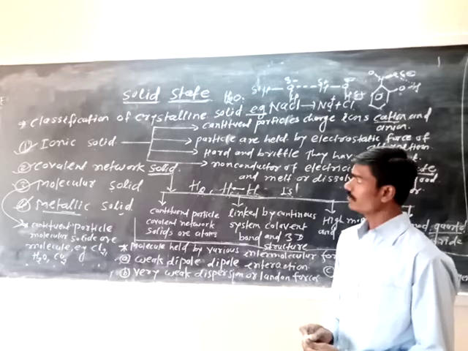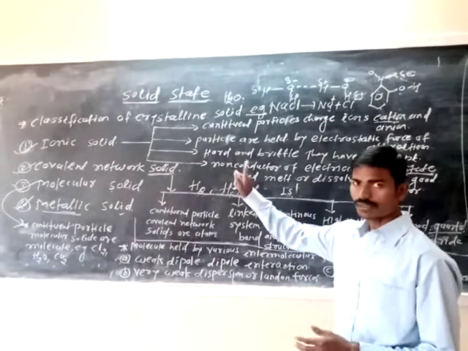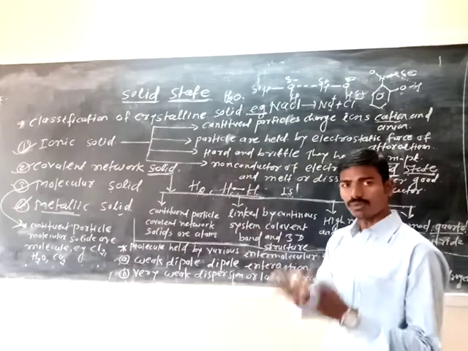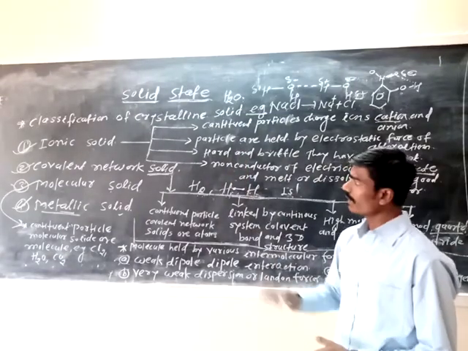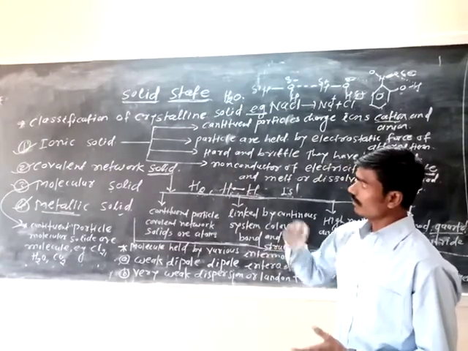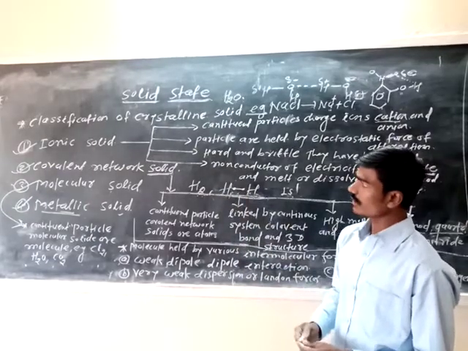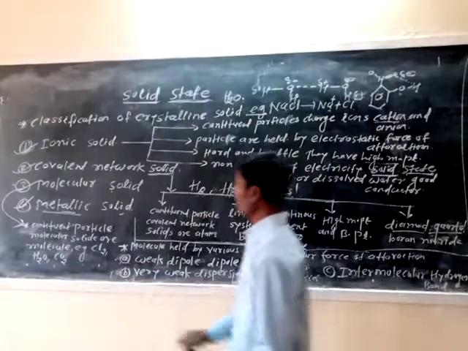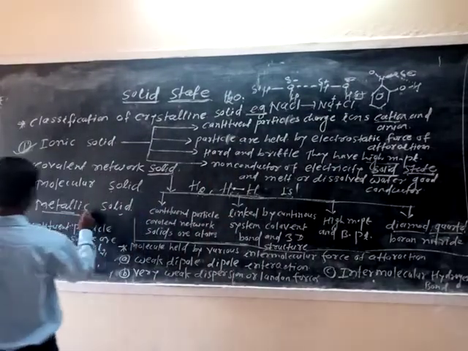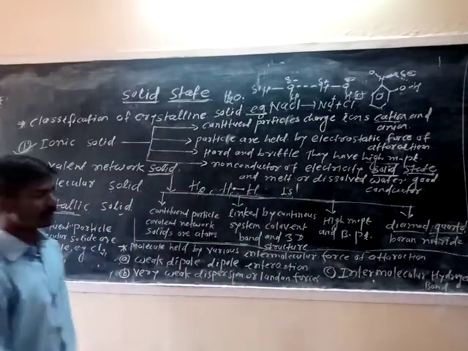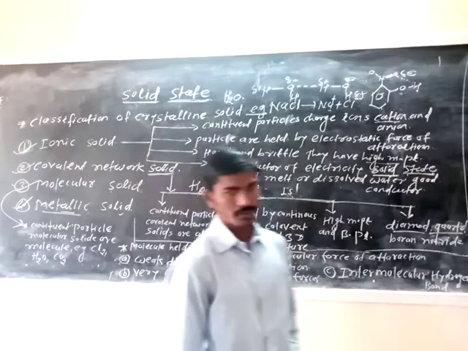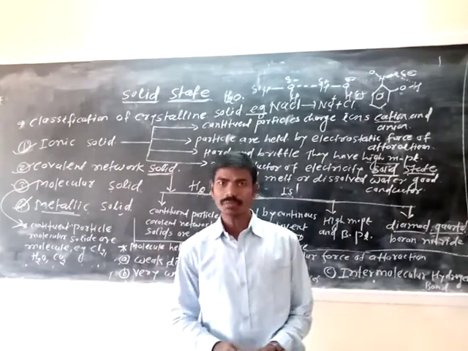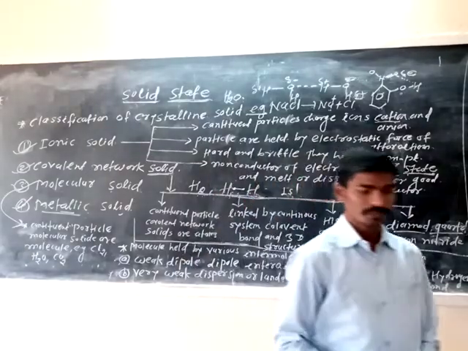These are the four types of crystalline solid. A crystalline solid has a regular repeating arrangement pattern. The four types are ionic solid, covalent network solid, molecular solid and metallic solid. We will discuss the types of crystals in the next video. Thanks.